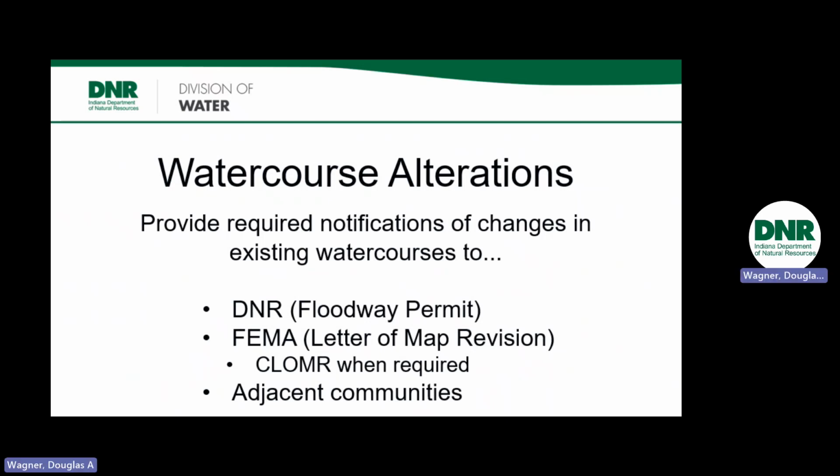Local ordinances require the upstream and downstream or adjacent communities be contacted prior to and after the alteration, since your community's action may have a direct impact on them. You'll need to be certain any modifications have been approved by DNR or FEMA prior to issuing any local permit.